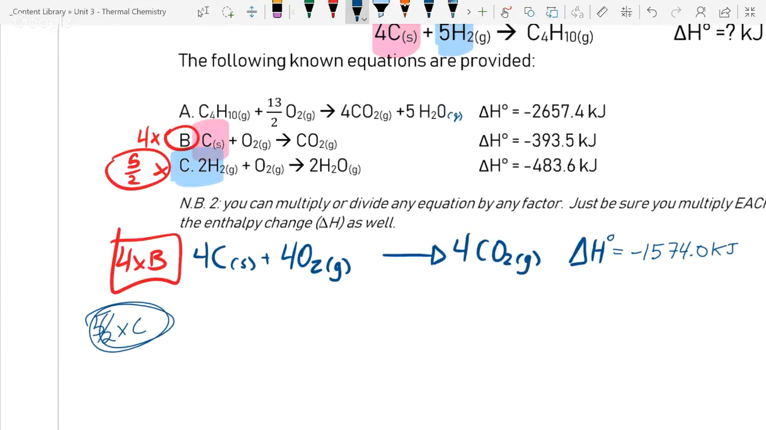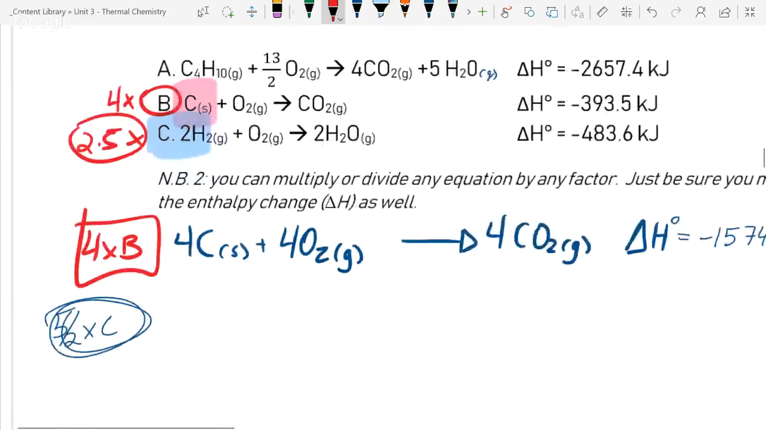Tell me, what do I get here? Would it actually stress you out less if I made this 2.5? This is the only time I'm going to write it as a decimal, but for now I'm going to write it as a decimal. Okay? So let's go here. What's 2.5 times 2? So how many hydrogens do I have? So we have 5 H2s. Good. What's 2.5 times 1?